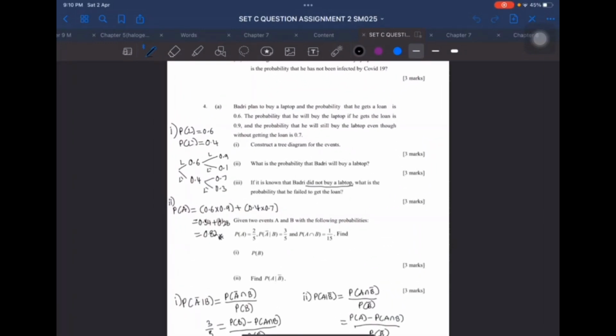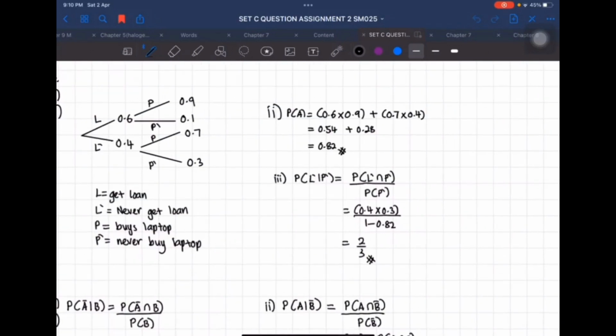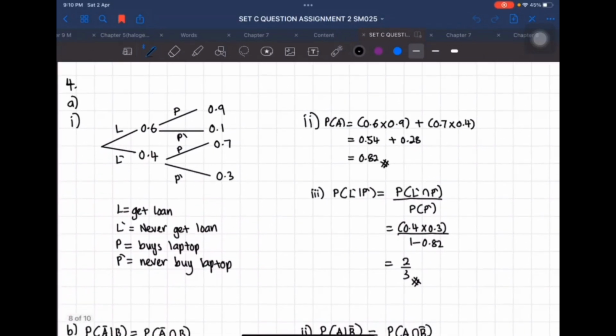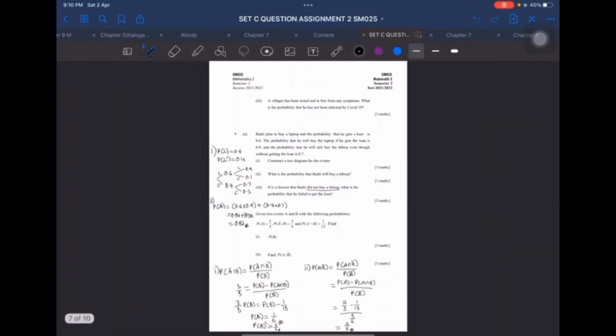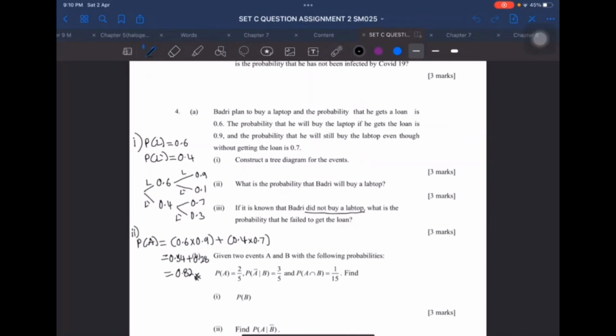For question A, part 2, they're asking what is the probability that Battery will buy a laptop. So the probability that Battery will buy a laptop should be the probability that he will get a loan times the probability that he'll buy a laptop, plus the probability that he doesn't get a loan but still buys a laptop, which is 0.6 times 0.9 plus 0.7 times 0.4. The answer is 0.82.